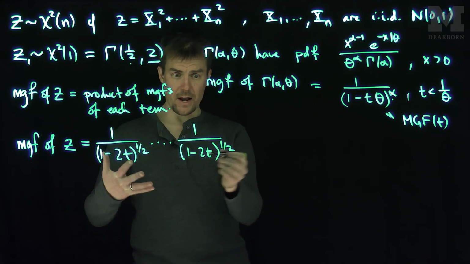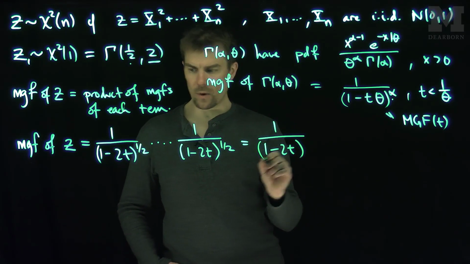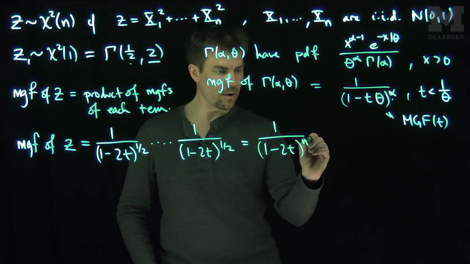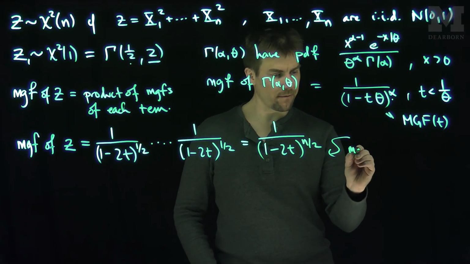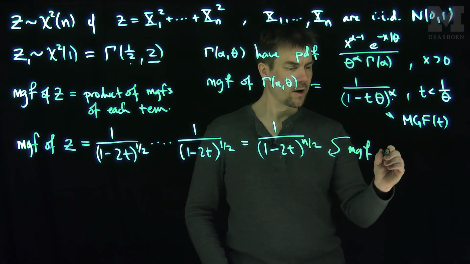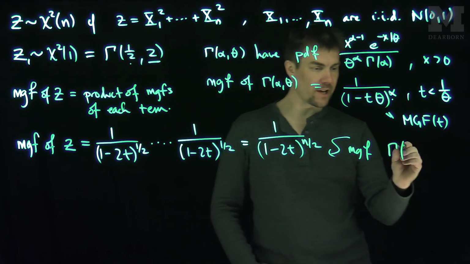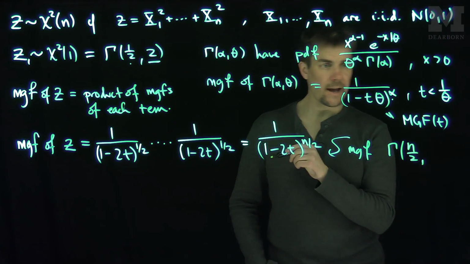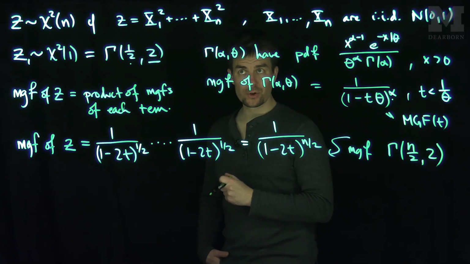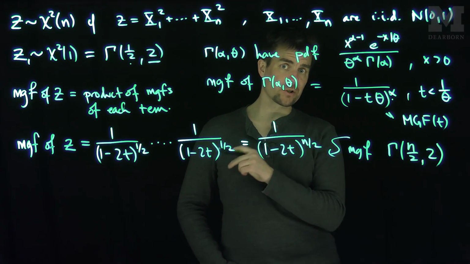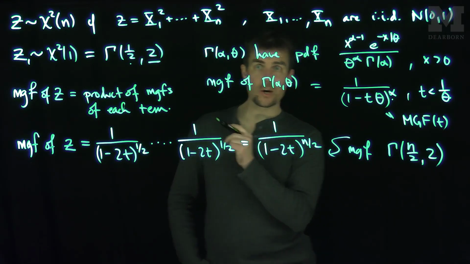So what do we have over here? Now each of these is common. So this is 1 over 1 minus 2t to the what? There's n copies of this, so I'm going to have an n over 2. And this, of course, is also the MGF of a gamma distribution with alpha equals n over 2 and theta equals 2. So we've just shown that chi-squared distributions with n degrees of freedom are gamma distributed with the alpha parameter being n over 2 and the theta parameter being equal to 2.